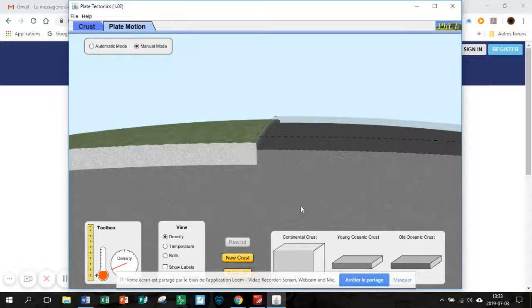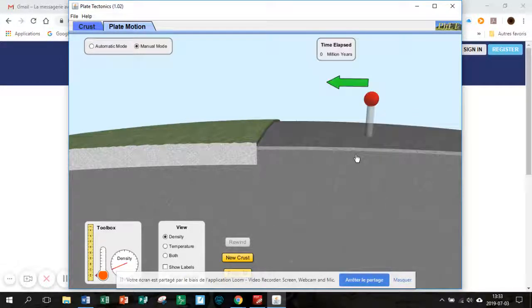So let's say we had a continental crust and an oceanic crust, doesn't really matter, old or young. And there's convergence between the two plates. When there's convergence, one will necessarily fall under the other. Typically, the lighter crust will fall under the thicker crust.